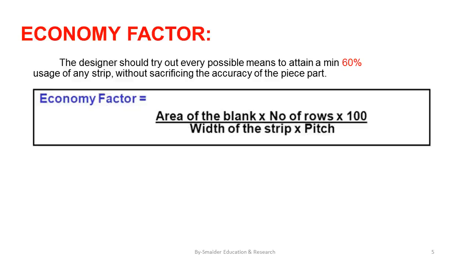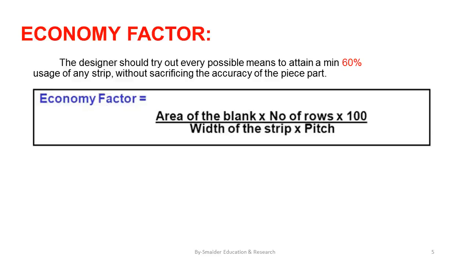So the next factor is the economic factor. The designer should try every possible means to attain a minimum of 60% usage of the strip without sacrificing accuracy of the piece part. What does it mean? When you get a strip, you make a layout and try to get a part out of it, you are not going to get 100% strip utilization. You have to leave something as scrap, and it doesn't mean that your scrap percentage is greater than 40%.